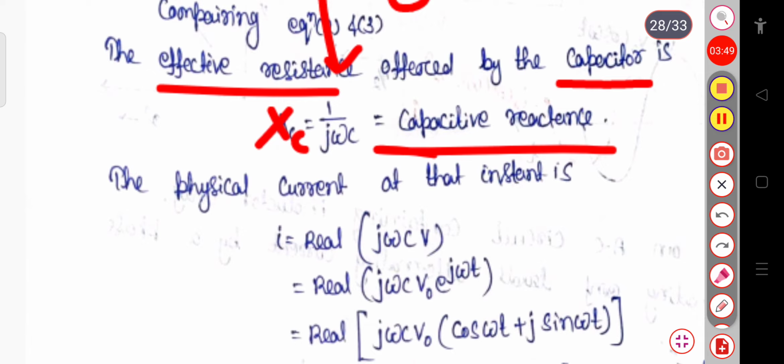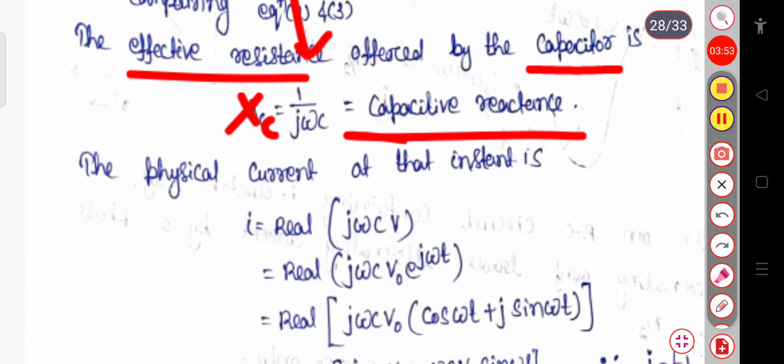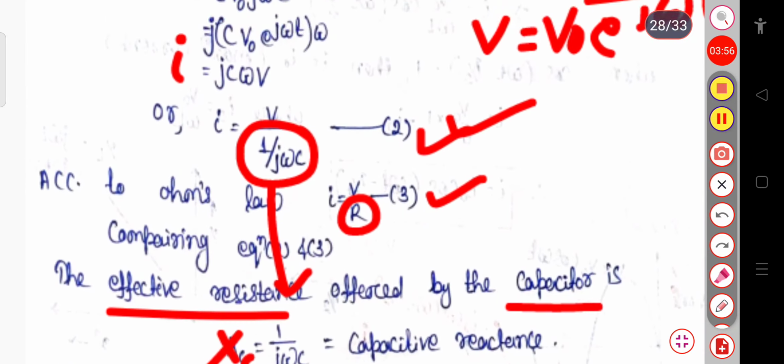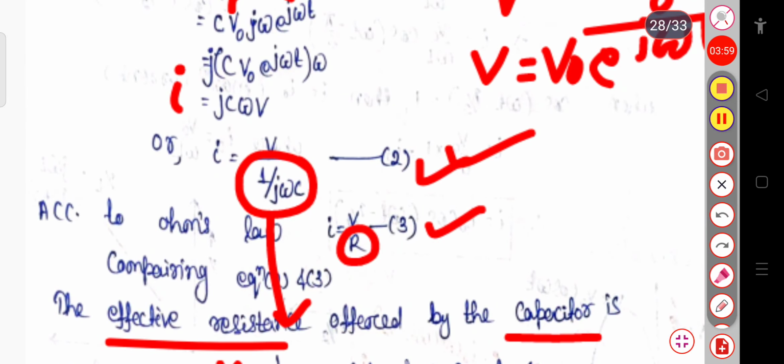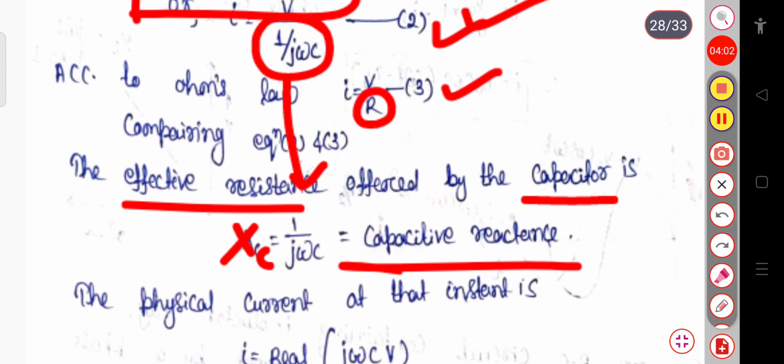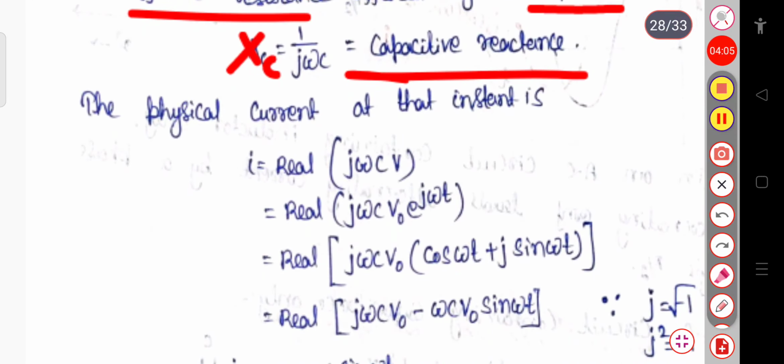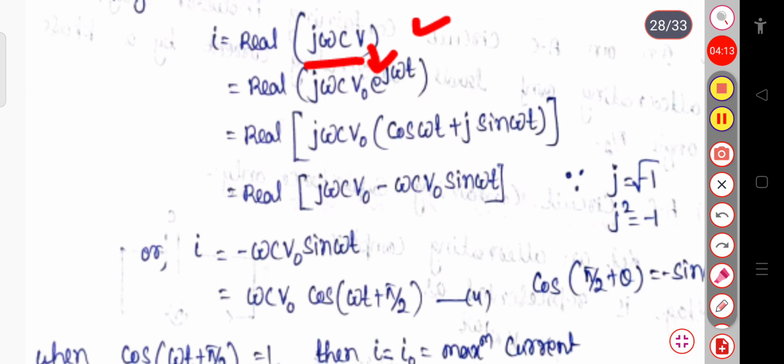Now the physical current at that instant: we can see I equal to j C omega V. If I write the physical current at that instant, this will be I equal to the real part of j omega C into V, and the value of V is V naught exponential j omega t. Again, if I put the value of exponential j omega t as cos omega t plus j sin omega t, then this will be j omega C V naught cos omega t, and minus, this will be j into j, which is minus 1, because j equal to root over minus 1. Here I missed the term sin omega t.